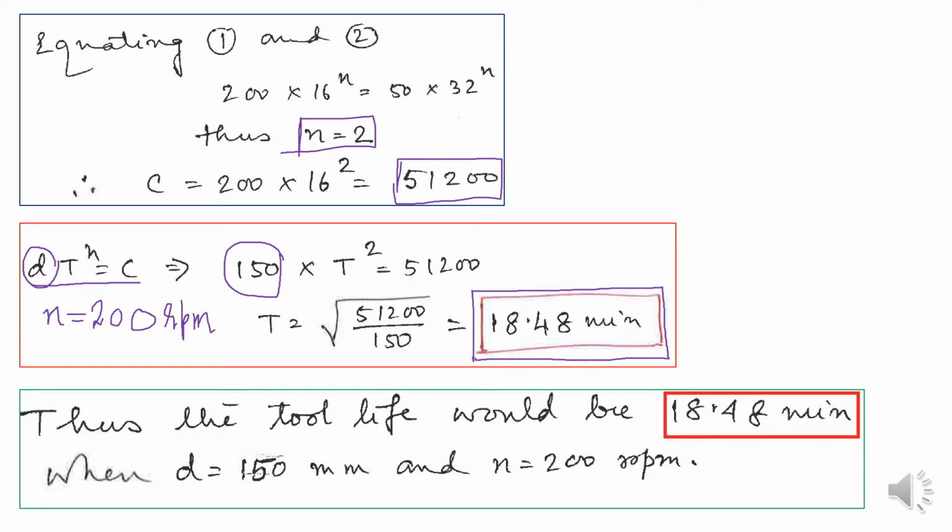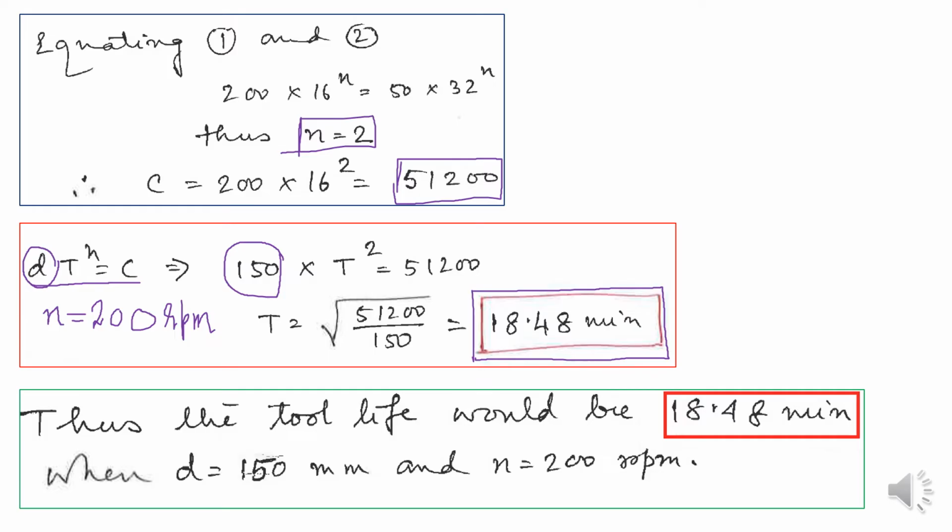So, if you solve this problem using the standard Taylor's tool life equation, you get a tool life of 18.48 when you straight turn a steel bar having a diameter of 150 millimeter and rotational speed of 200 RPM. Taylor's tool life equation is V t to the power n equal to C.